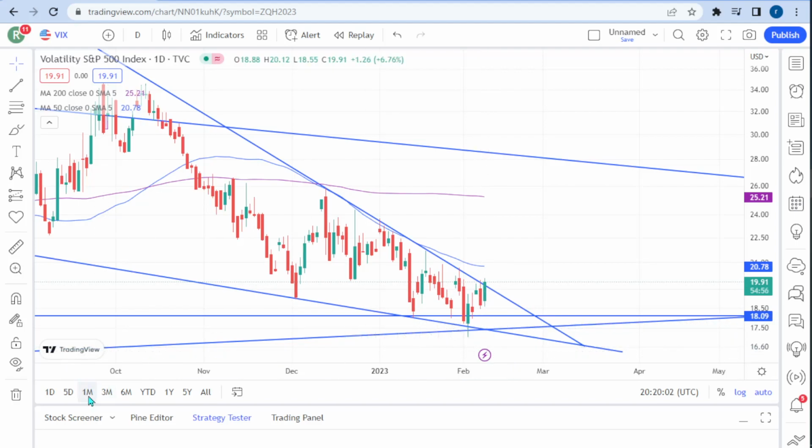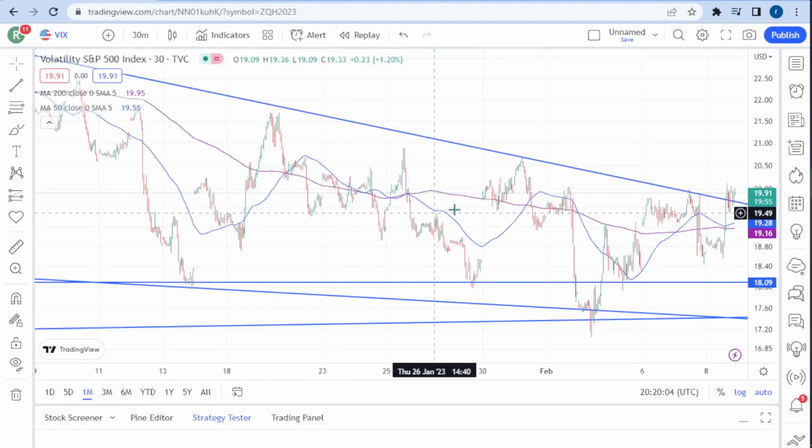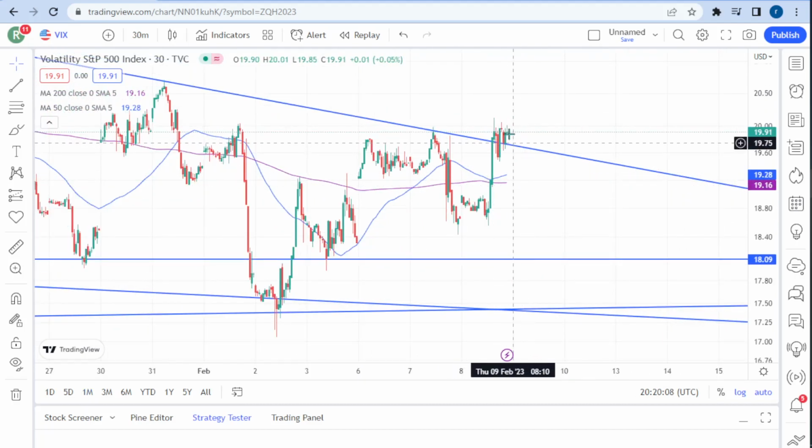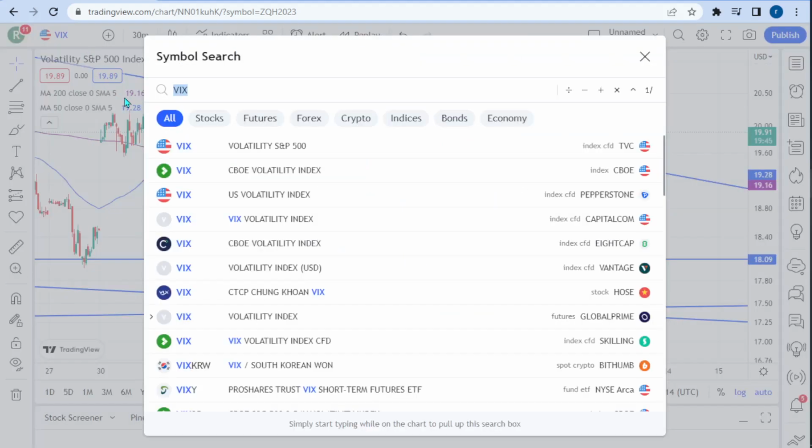So let's just look at this right here. If we're looking at this closer, it's fighting for it. It could honestly just drop right back down, but it's fighting for it right now. Let's go ahead and look at SPY.